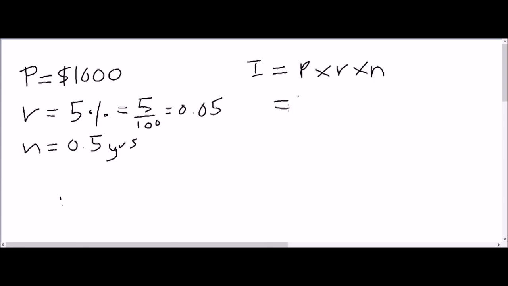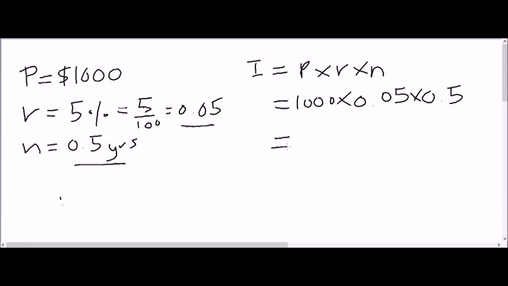Now principal is $1,000, and the rate we have already calculated as 0.05 multiplied by the time, which is already in years. Now if the time wasn't given in years, you'll need to convert this time. For example, if it was given in months or weeks, you need to convert it into years. But because the time is already given in years as 0.5, the calculation is straightforward, right?